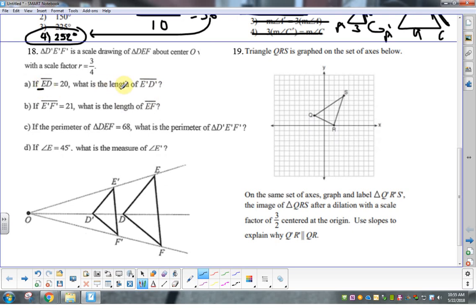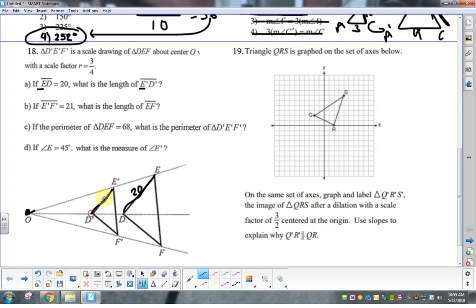Notice they come from the same center. That's really, really important with dilations. So, excuse me, the center is O. So ED is this guy, is 20. Okay, so that is this whole length.